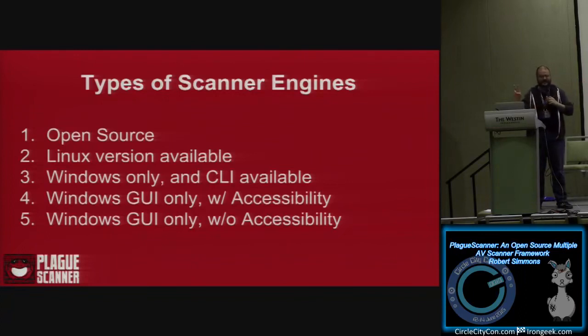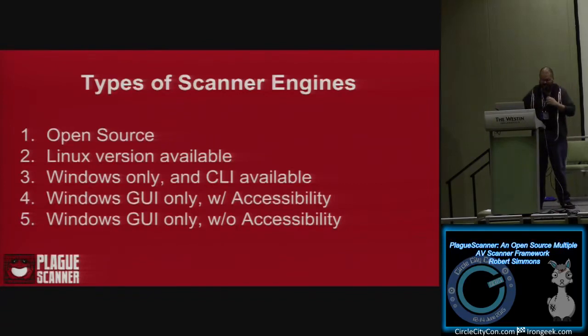The second type is a scanner that has a Linux version. If it has a Linux version or a BSD version or a Unix command line version, it's very, very easy to pull in the data and use the scanner in Python and in PlagueScanner. The third type is a Windows-only scanner. There's plenty of these, actually more than there are Linux scanners. But it has a command line, so you can run subprocess Popen or subprocess call in Python, and call the binary and use it just like you would one in Linux.